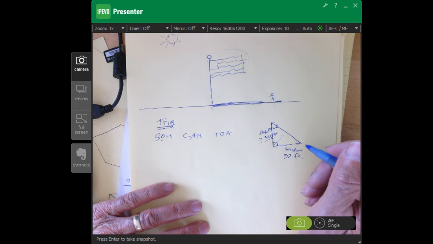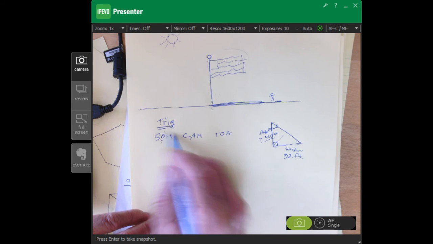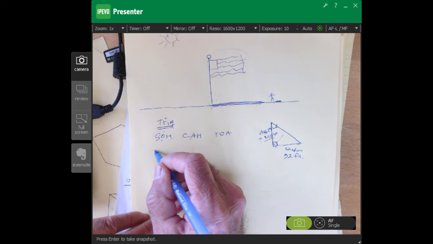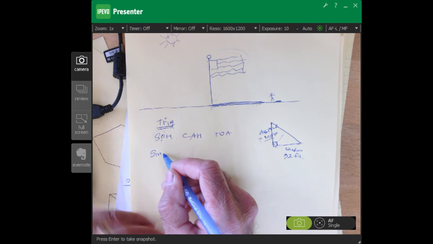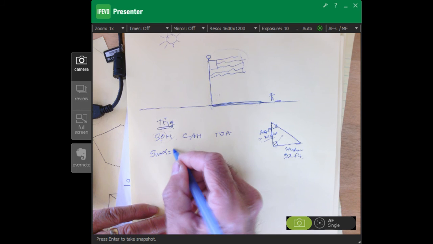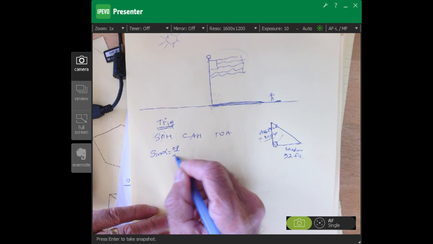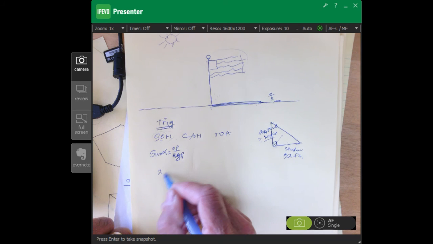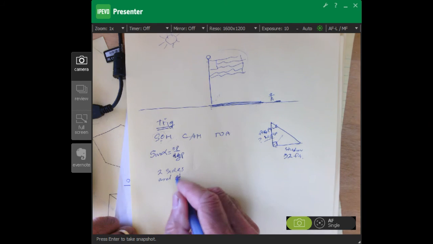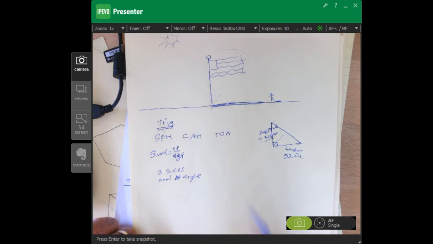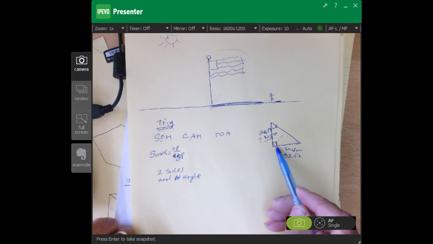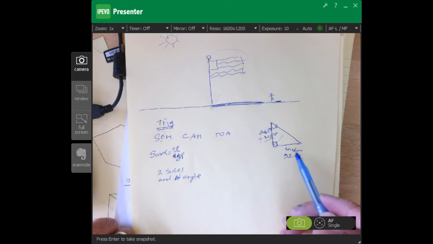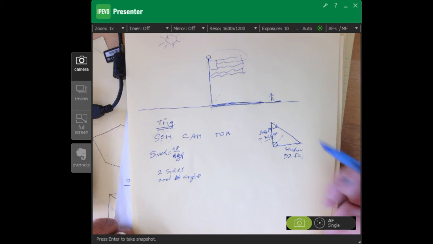Now, what else can we use? What do we need? Now, in SOHCAHTOA, we have the sine of some angle, alpha, is equal to the opposite over the hypotenuse. Okay, well, what do we have? Two sides and an angle. So in this triangle, we have one side, another side we're trying to find. And what else do we need?